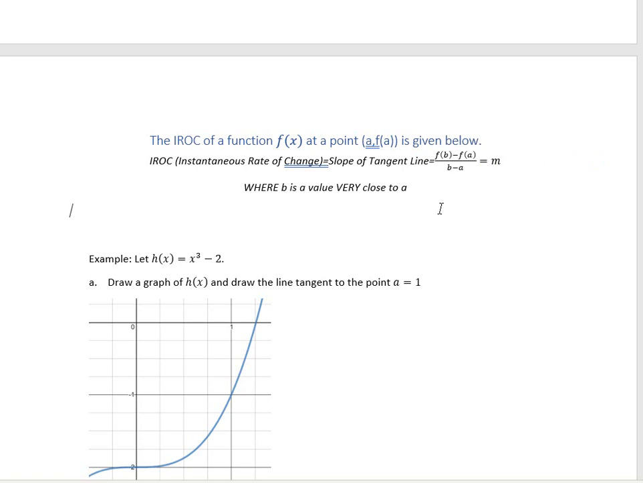By the way, instantaneous rate of change is like, instead of driving for an hour and then using your distance over the time that you traveled, instantaneous rate of change is like looking at the speedometer. It's knowing exactly how fast you're going in the moment.